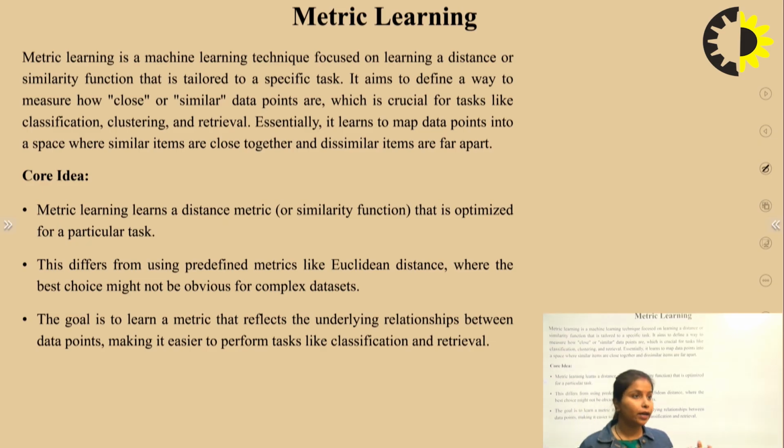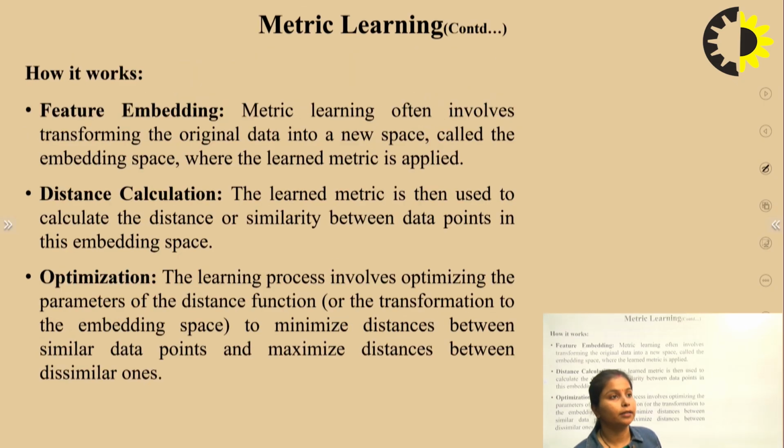The core idea of metric learning is to learn a distance metric or similarity function that optimizes the particular task. The default is to use predefined metrics like Euclidean distance, where the best choice might not be obvious for complex data sets. The goal of metric learning is to capture the underlying relationships between data points, making it easier to perform tasks like classification and retrieval of the data.